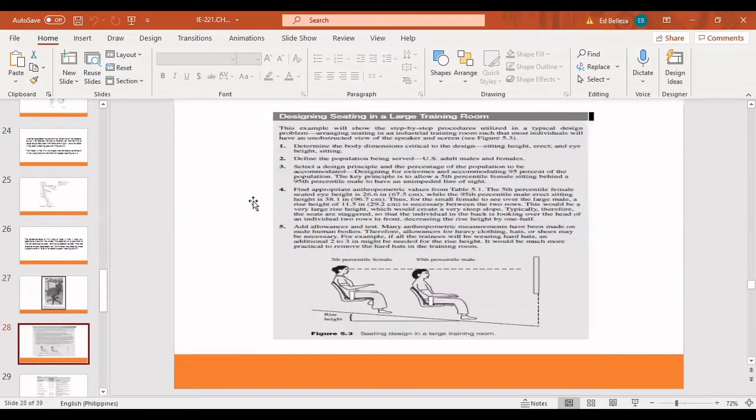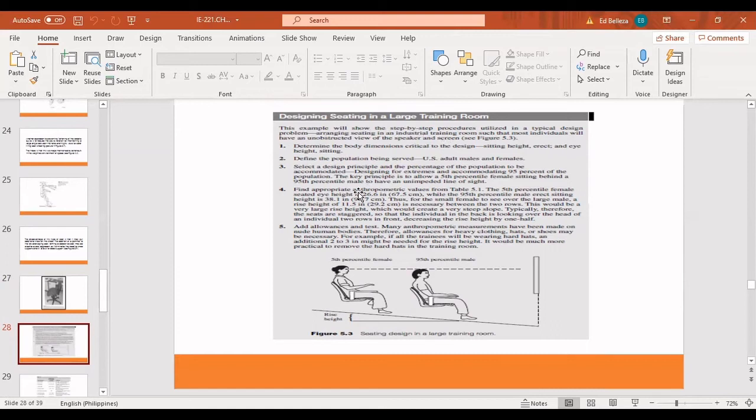And now this is also the designing of seating in a large training room. In this example, we will show the step-by-step procedures utilized in a typical design problem. Number one is determining the body dimensions critical to the design, such as sitting height, erect, and thigh height sitting. Number two would be to define the population being served.